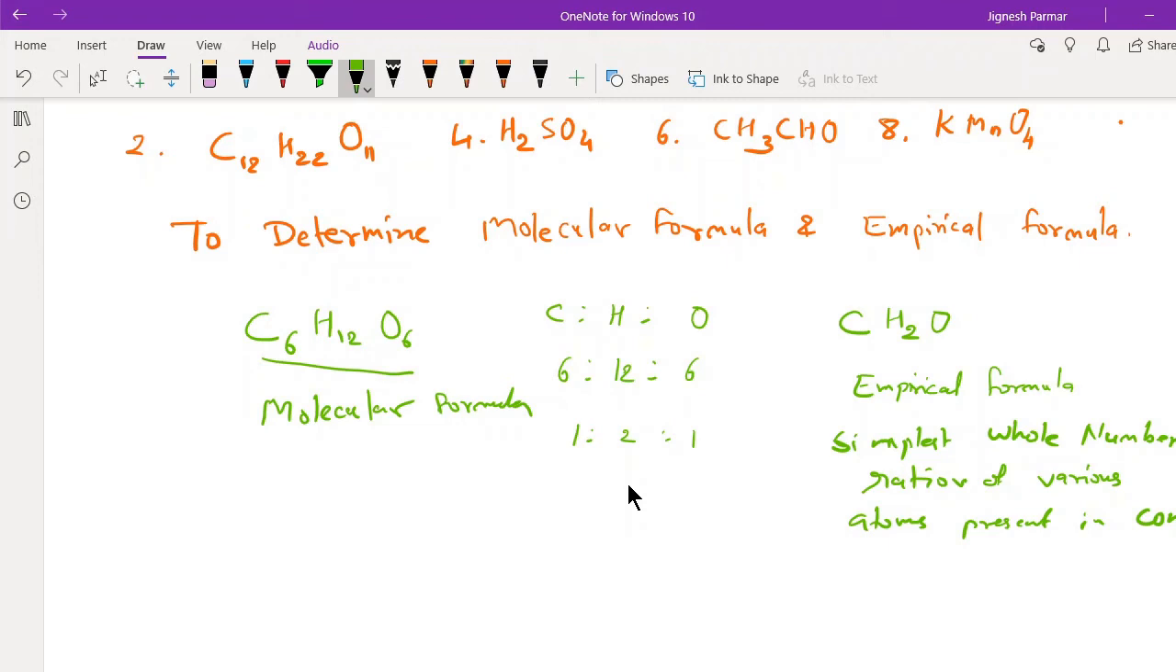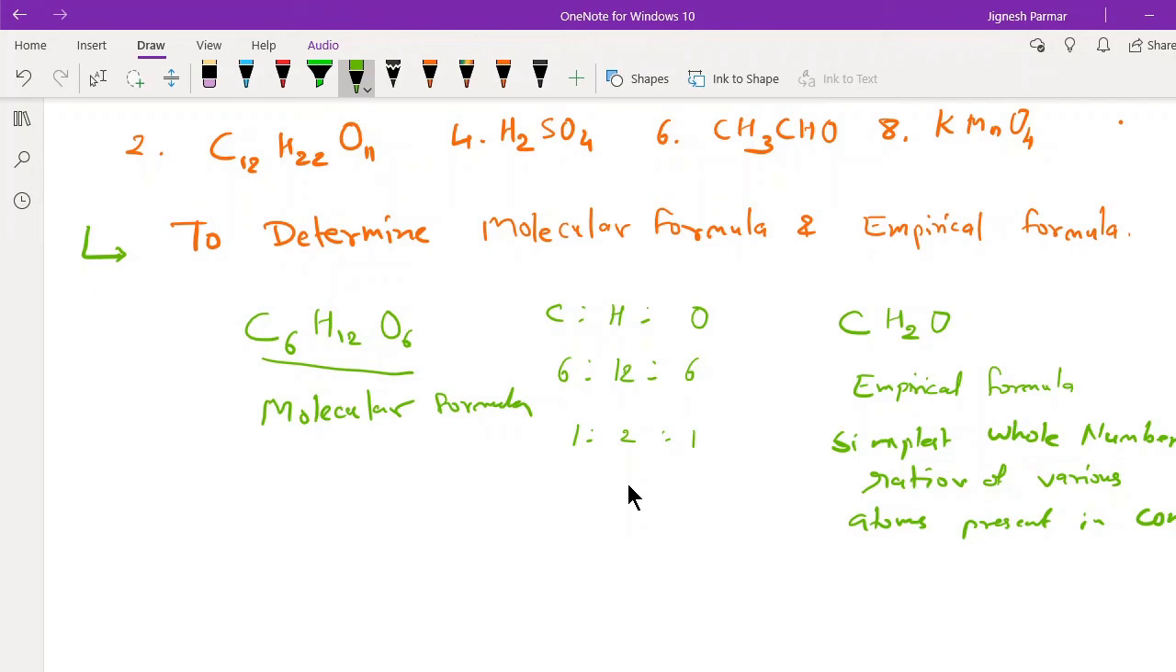This is the molecular formula. Now, how can I get it? If somebody has given me only the mass percent of the various elements present in a compound, then its empirical formula can be determined, and further with the help of molar mass we can find its molecular formula. So let us understand this. How can I do this? I'm going to take an example given in our textbook.